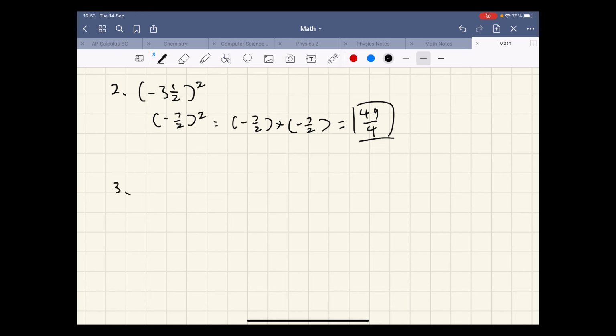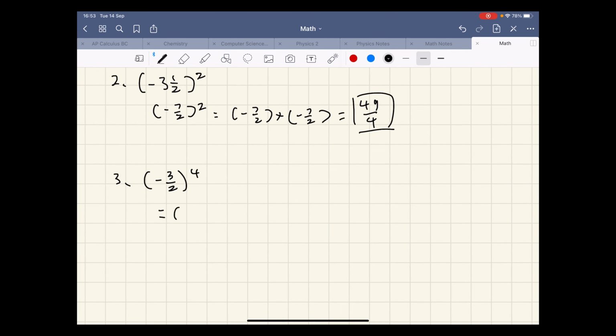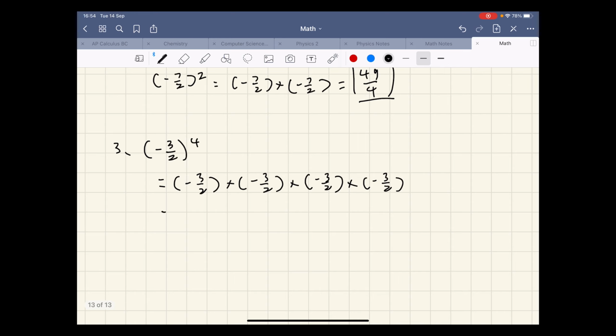Number 3, negative 3/2 to the fourth power. Same thing here, just do negative 3/2 times negative 3/2 times negative 3/2 times negative 3/2. And here you will get 81/16.